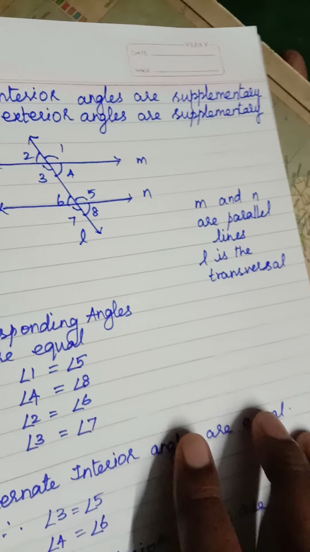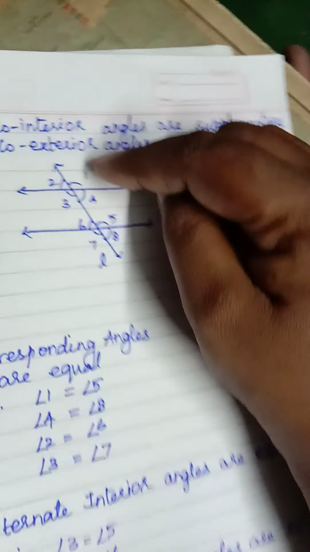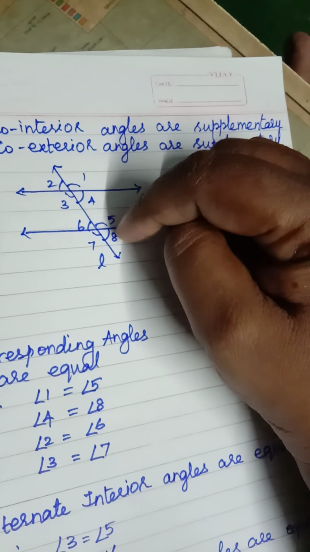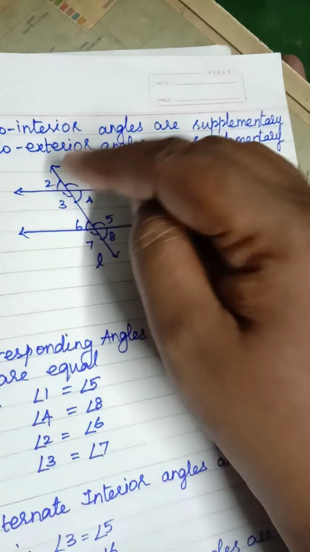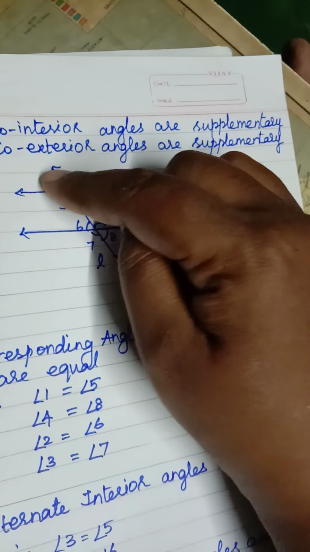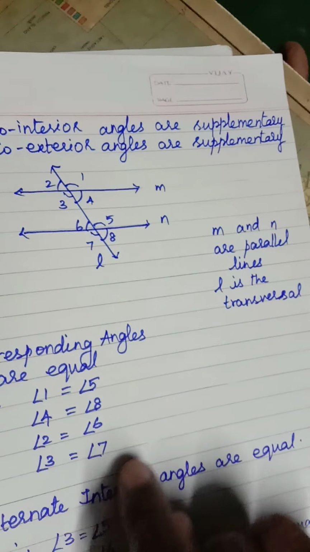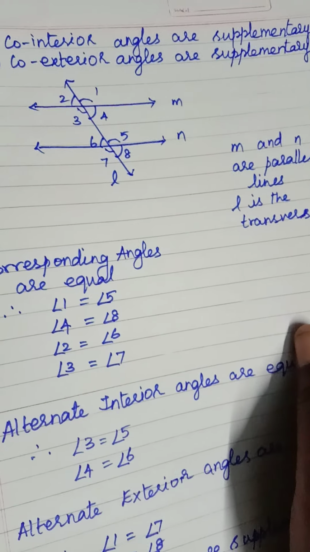When it comes to parallel lines, corresponding angles will be equal. What are the corresponding angles? Angle 1 and angle 5 are corresponding angles. They will be equal. Angle 4 and angle 8 are corresponding angles, so angle 4 is equal to angle 8. This side, angle 2 and angle 6 are corresponding angles. Both are equal. Angle 3 and angle 7, both are corresponding angles, they will be equal. All the corresponding angles will be equal for two parallel lines.